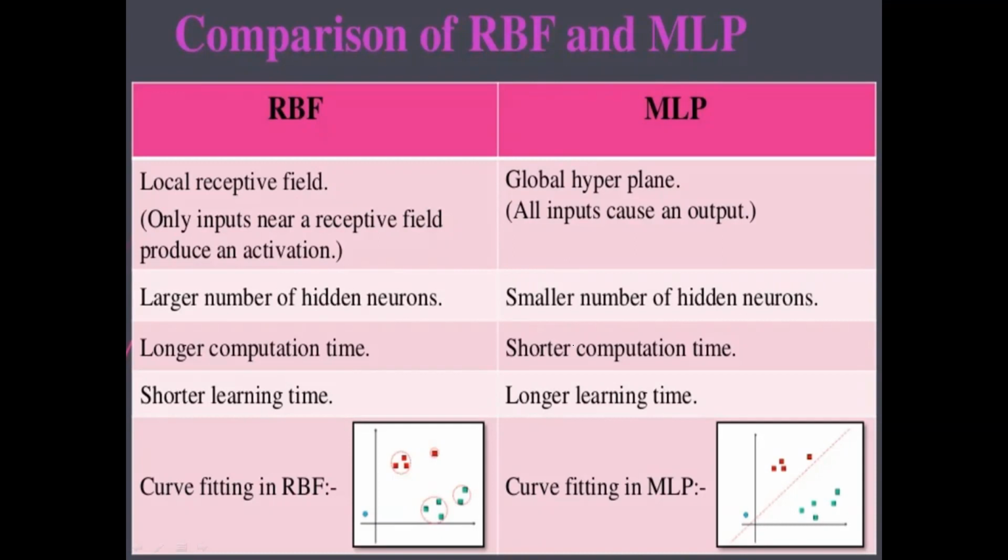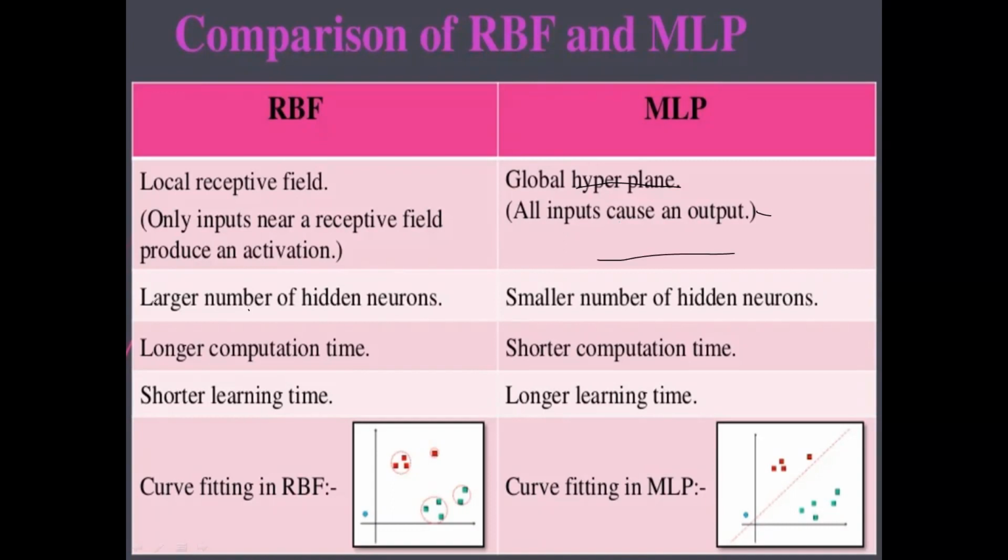Now, if I want to compare the radial basis function with the multi-layer perceptron, RBF has a local receptive field, or we can say we take the input which is near to the receptive field. I will not consider all the inputs for getting the final output. I'm just considering the inputs which are near to the receptive field. But in the case of MLP, we draw a global hyperplane. When I say global hyperplane, all inputs are taken into consideration. This is the first difference.